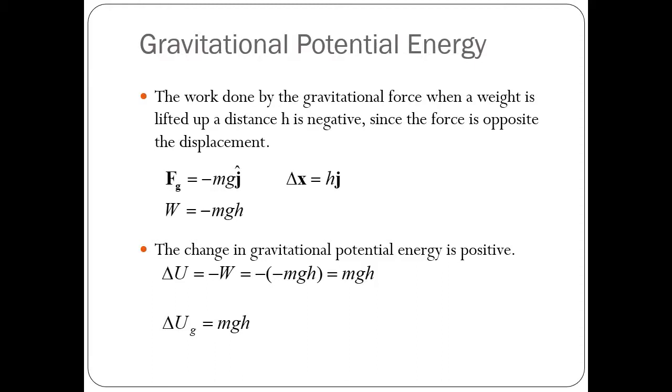So what is the change in potential energy? Well, the change in potential energy is the negative of the work done by the conservative force, so the change in potential energy is mgh. And so this allows us to define a gravitational potential energy. In a situation where the force stays more or less constant, the change in potential energy is mgh, where h is the height that the object was brought to.